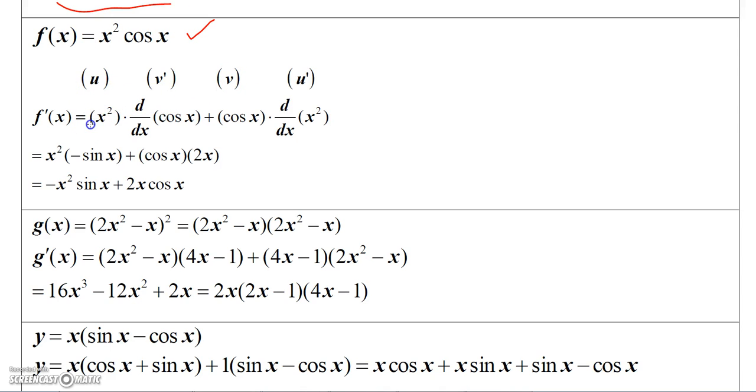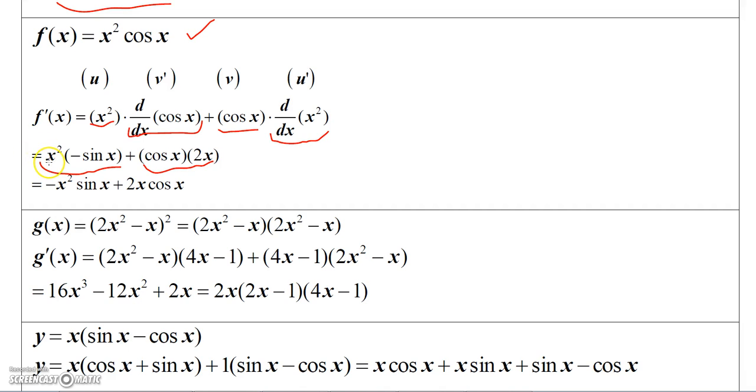So the u is x squared. V prime would be the derivative of the second function, which is cosine x. And then v would be cosine x. And u prime would be the derivative of the first function, which is x squared. Now, so here I have x squared. And if you will remember, I told you previously that the derivative of cosine x is actually minus sine x. So we have x squared times minus sine x. And then I have cosine x multiplied by the derivative of x squared, which is 2x. So I have cosine x times 2x.